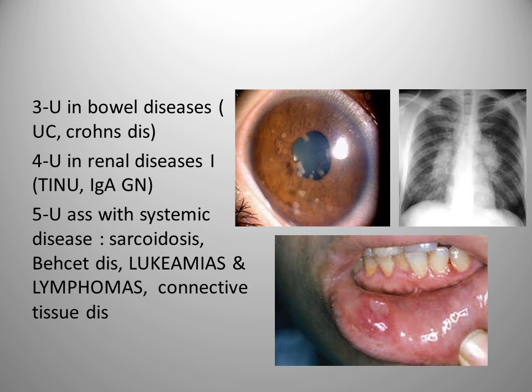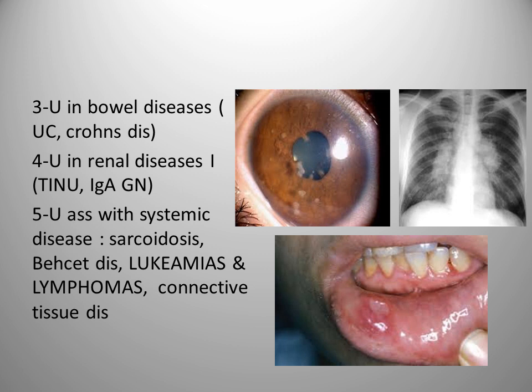Number 3, uveitis in bowel diseases. The common ones are ulcerative colitis and Crohn's disease. Number 4, uveitis in renal diseases like tubulointerstitial nephritis and uveitis, and also IgA glomerulonephritis. Number 5, uveitis which is associated with systemic diseases like sarcoidosis, Behçet disease, leukemias and lymphomas, and other connective tissue diseases like SLE, polyarteritis nodosa, etc.